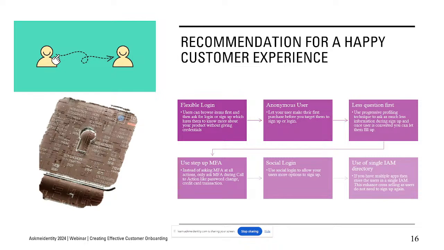Progressive profiling, which is like fewer questions first. You would use progressive profiling techniques so that you would only ask, let's say if you only need their phone number to sign up their account, you would not ask them any other information. Once the user has signed up and started using your application, and as they go from module to module in your application, whatever attribute you need, you can ask the user at that point of time.